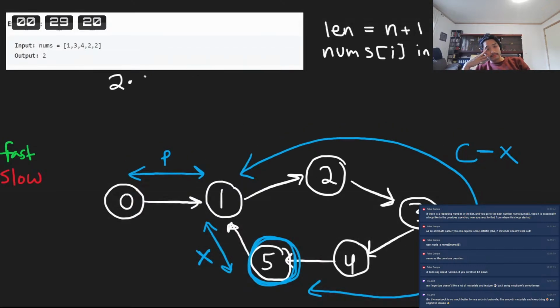So we know that 2 times the number of iterations the slow pointer does is equal to the number of iterations the fast pointer does, right? How many spaces it moves versus how many spaces the slow pointer moves. Of course, the fast one is twice as fast. That's why we have to multiply the slow one by 2 to make it equal to this one.